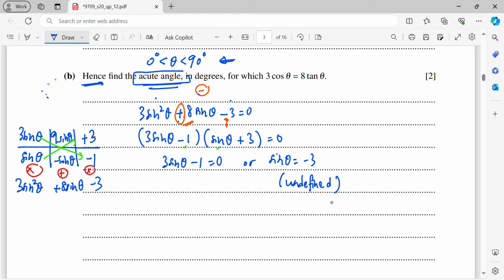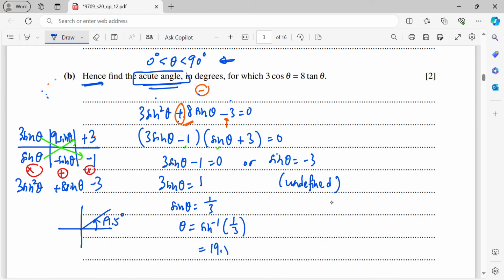So now I just need to solve 3 sine theta minus 1 equals to 0, which means my 3 sine theta equals to 1. So sine theta is 1 over 3. So then it is in the first quadrant because of acute angle. So when you take inverse sine of 1 over 3, make sure your calculator is in degrees mode or the default mode. It will be 19.5 degrees. So this is your solution.